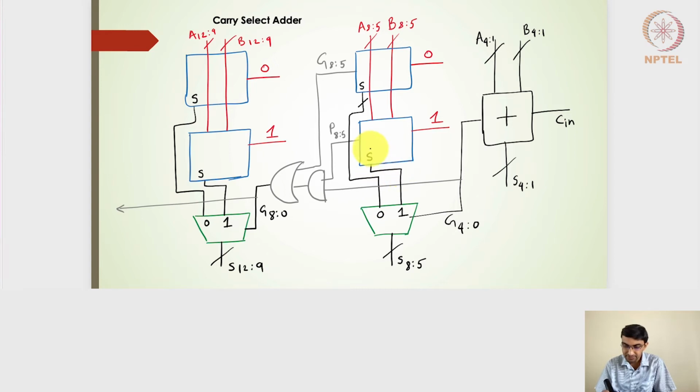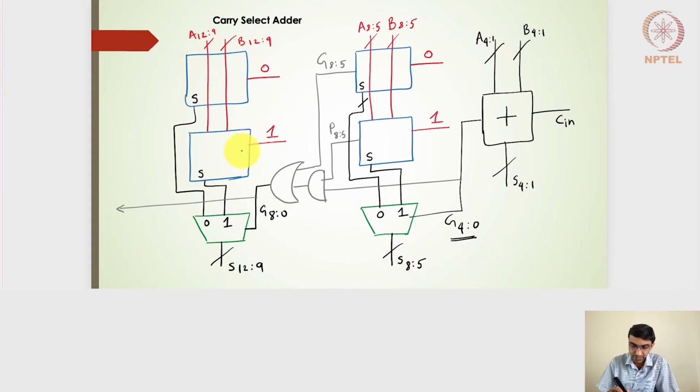And the sum bits coming from the block which assumes that the carry input is 1 are also given to the multiplexer's second input. The select line is given by the carry out G4 is to 0, whenever it is generated. The moment G4 is to 0 is available, whether it is 1 or 0, it passes either this particular sum or that particular sum as the sum 8 is to 5.